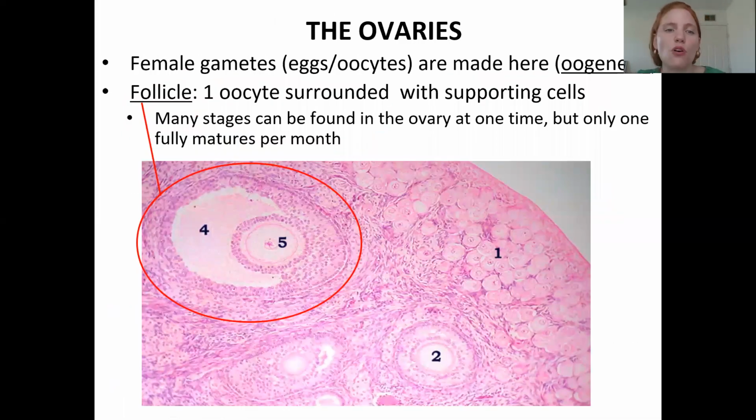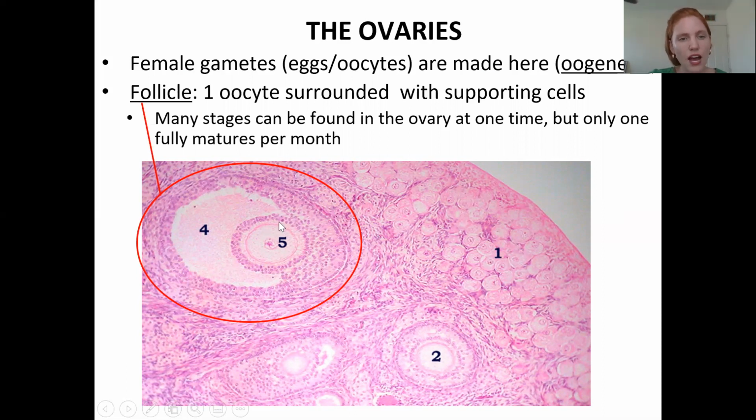Okay, let's look at those ovaries. Inside the ovaries, remember, that is where you're going to be producing your eggs, which are called oocytes, and this is also where you're going to produce estrogen and progesterone. So the eggs are going to mature inside of circular structures called follicles. Follicles is just a generic term that they often use for circular structures. So here is a follicle, and these are also follicles.